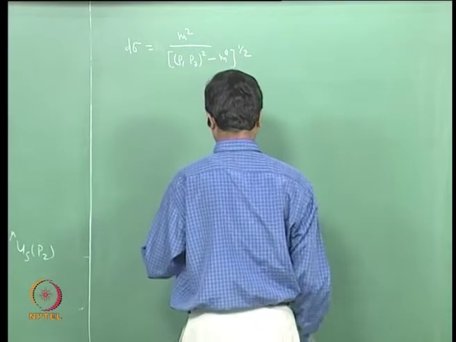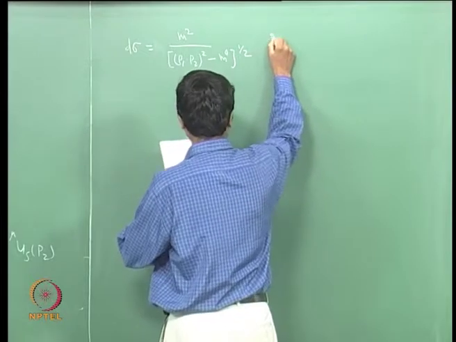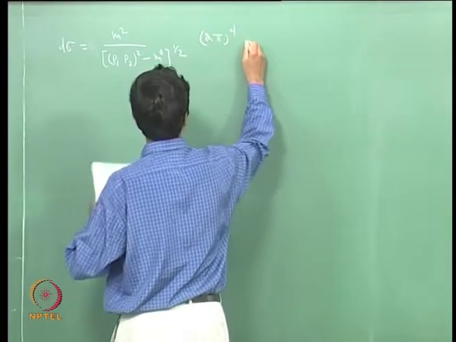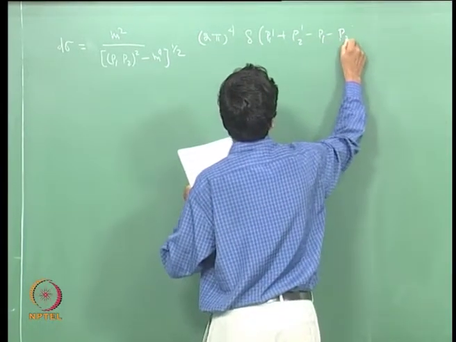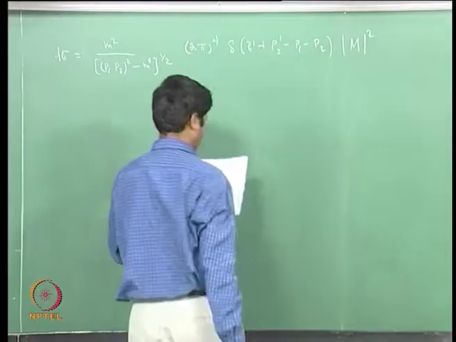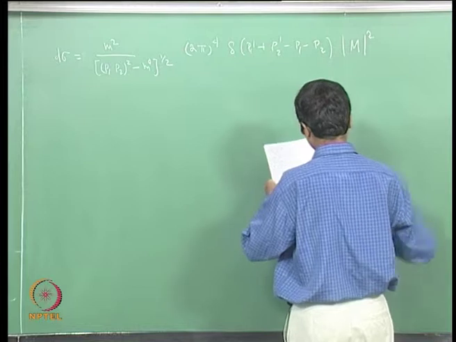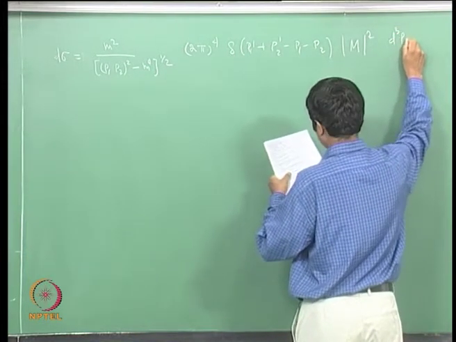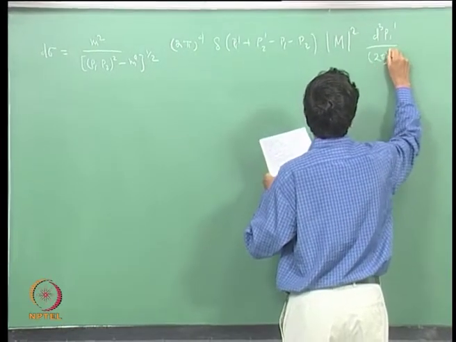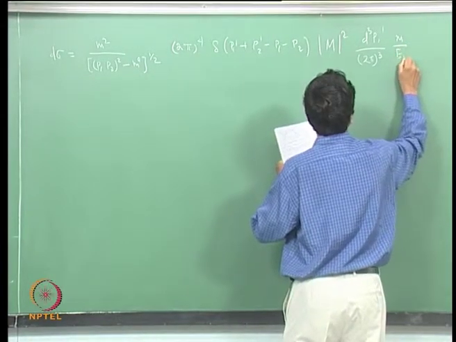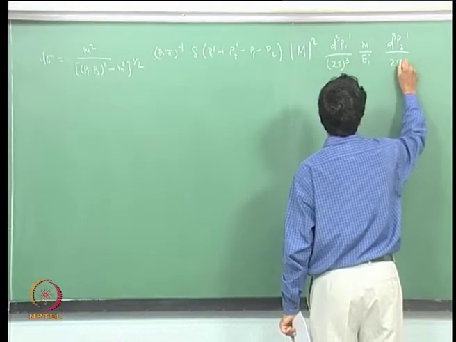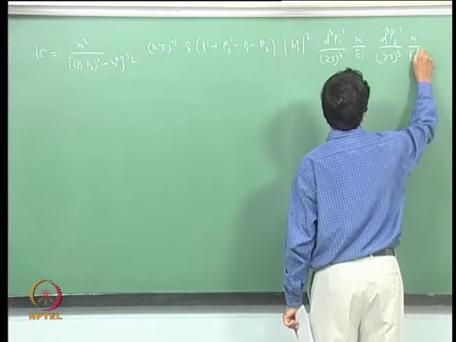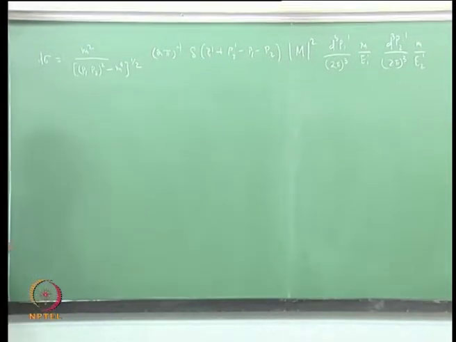Okay. And then you have (2π)⁴ δ(p₁′ + p₂′ − p₁ − p₂) |M|², then I will have d³p₁′ over (2π)³ m over E₁′, then d³p₂′ over (2π)³ m over E₂′. This is what is the differential scattering cross section.